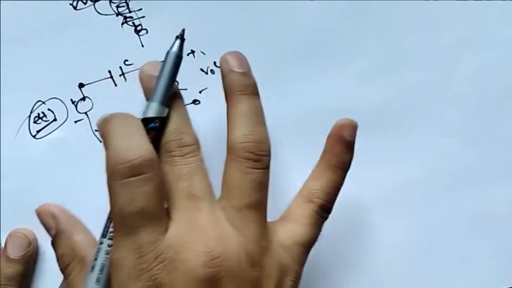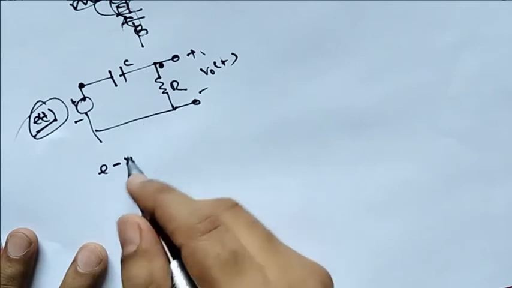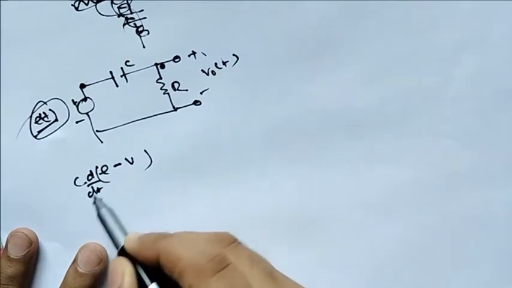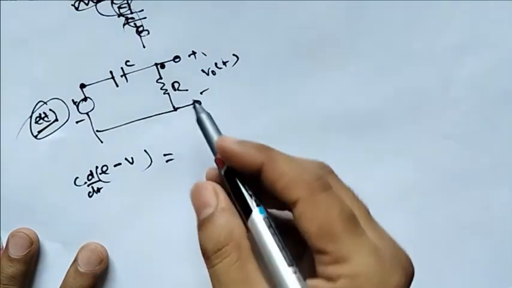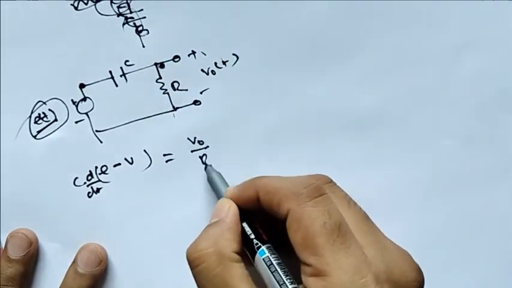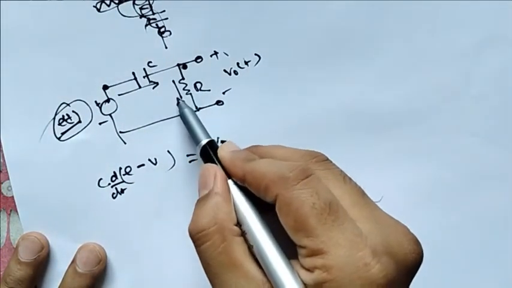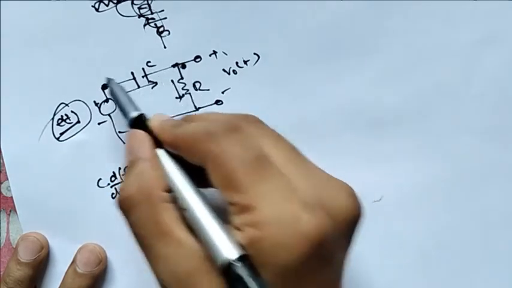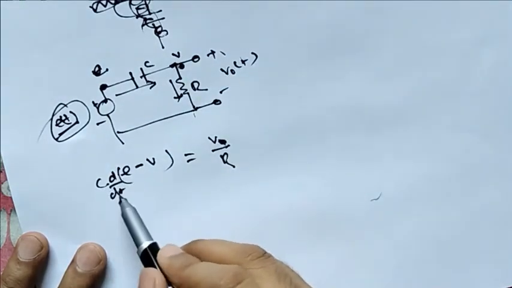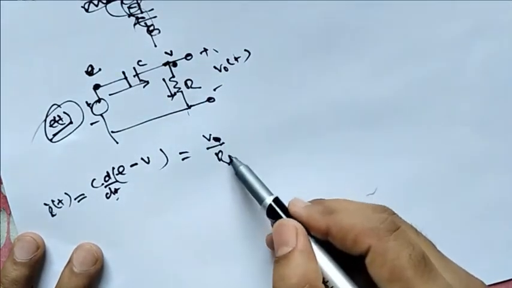What will be the current? The potential difference E minus V, and the capacitor current is C dV/dt for the potential difference E minus V. The current over here will be V0 by R, V by R. Now what I have done, the current coming here will be same as current here. And what will be the capacitor current? The difference between voltage, this is V, this is E, so E minus V, and C d/dt gives the capacitor current, and current across resistance is equal to V by R.